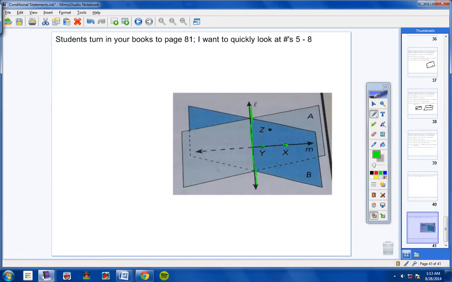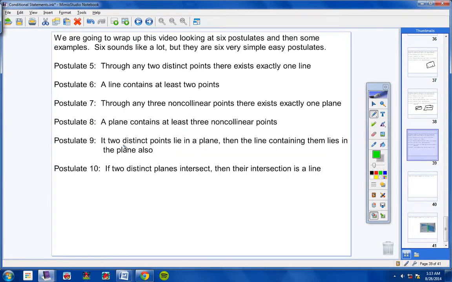And now let's look at number 8. The points X and Y lie in plane B. Therefore, line M lies in plane B. Well, look at this postulate right here. If two distinct points lie in a plane, then the line containing them lies in the plane also. Okay, so there we go.